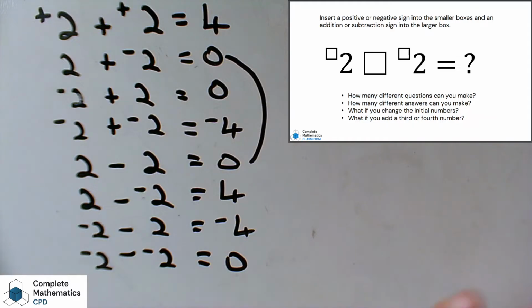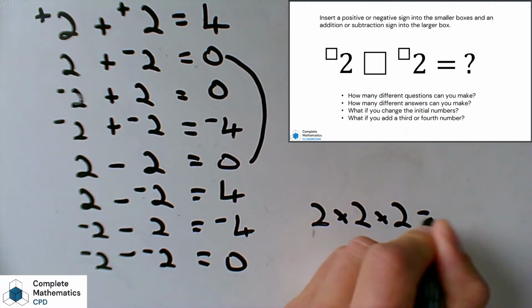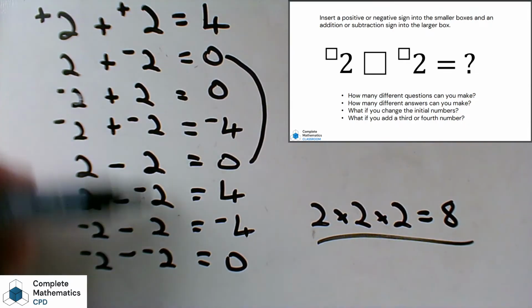And again, there's another opportunity to link with another area of maths here. Why is there definitely going to be 8 calculations here? Well, we've got 3 boxes, and in each box we've got 2 combinations, either a positive or negative, or a plus or minus. So it makes sense by using the product rule for counting here that we've got 2 times 2 times 2. We've got 8 combinations of questions, and here you can see these are all the 8.